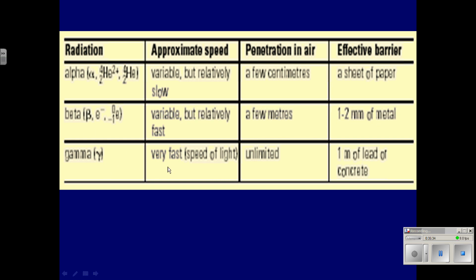But gamma radiation is incredibly penetrating, very fast, speed of light. It can go right through air, and it takes about a meter of lead or concrete to stop them. And that's why our nuclear power plants are built inside these great big concrete domes, to keep the gamma radiation from getting out so that it is absorbed.